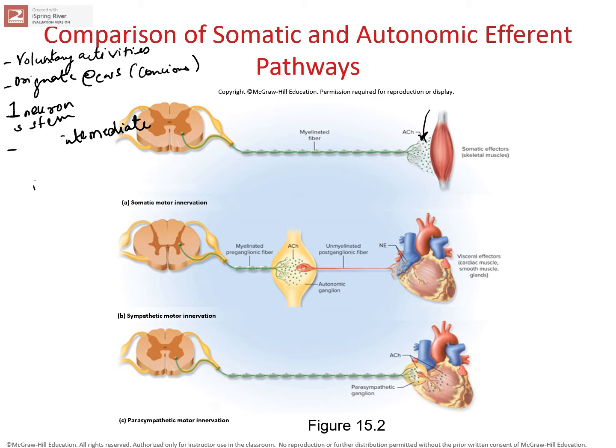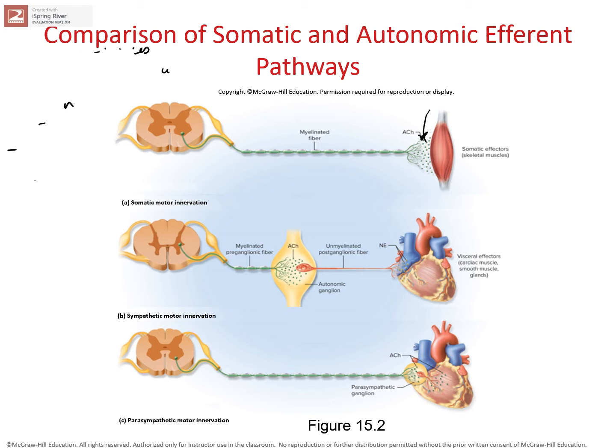Okay, so the next thing we're going to talk about is the autonomic efferent pathway. Like I said, efferent means carrying signals away from the spinal cord and central nervous system towards the effector. Okay, so the autonomic efferent pathway can be divided into the sympathetic motor division and the parasympathetic motor division. The sympathetic motor division and the parasympathetic division are only involved in the efferent pathway.